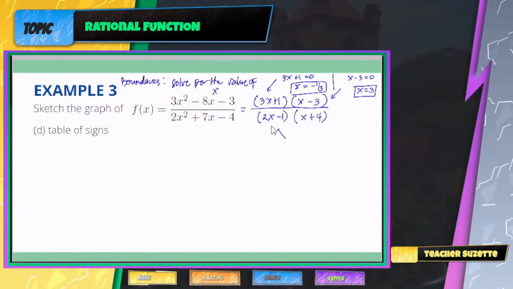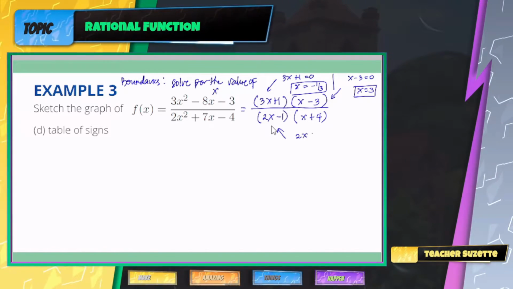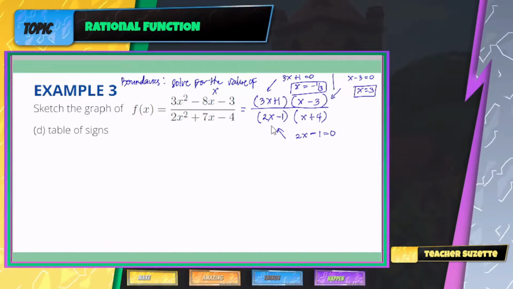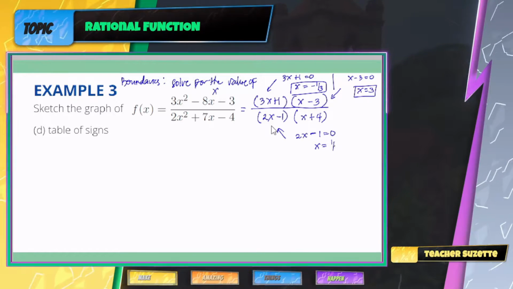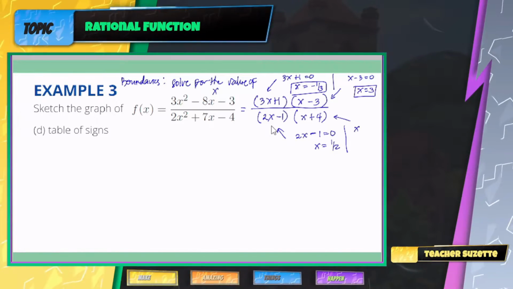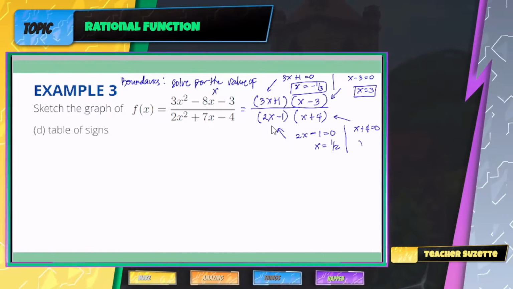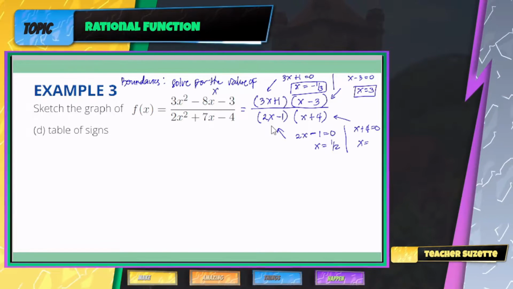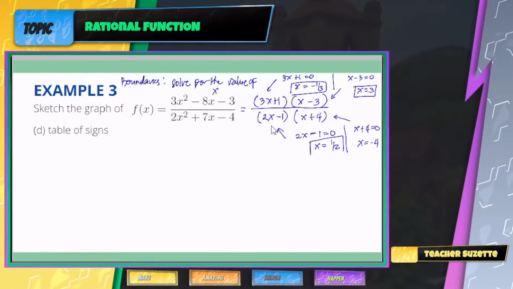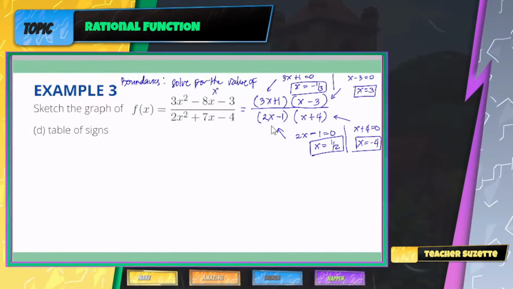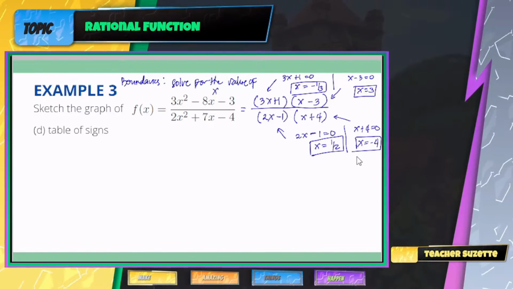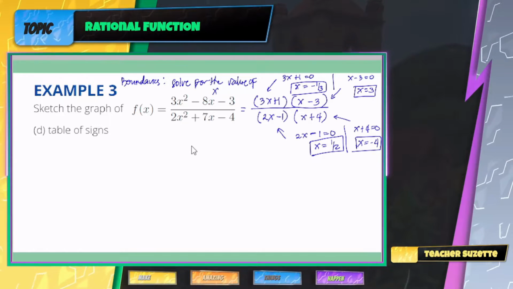Then, punta na tayo sa ating denominator. We have 2x minus 1 equal to 0. Then, simplify natin. You will have x is equal to 1 half. Then, the last factor, x plus 4 equal to 0. Then, you will get x equal to negative 4. So these four values of x will serve as the boundaries of our table of signs.